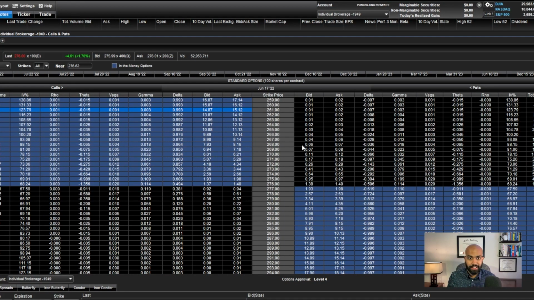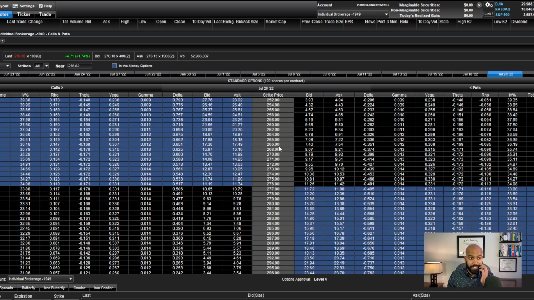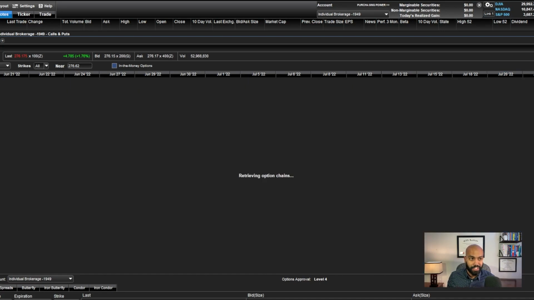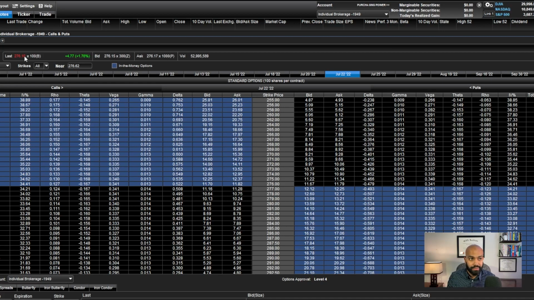Now let's take a look at this middle column, and I'm actually going to change the expiration to July, a little bit over a month out, just so you could see some actual numbers. Because if you look at today's expiration, everything says 0 because these options are about to expire in less than 3 hours. And so because of that, you don't really see too much activity happening. So we're looking at July 22nd. Right now, QQQ is trading at 276.